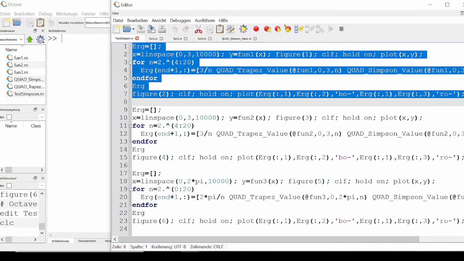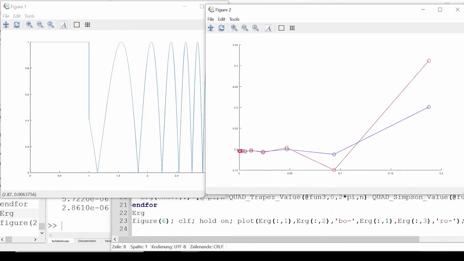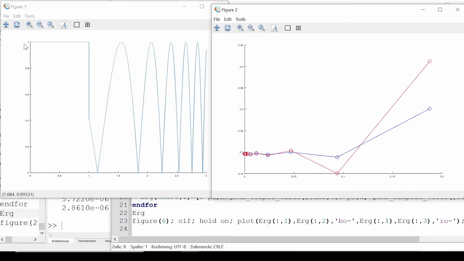Let's run that code. This is the function constant 1 on the interval 0 to 1. And apart from that, it's sine of exponential of x, so that means it's a sine function with accelerating frequency, and the absolute value turns the parts which are below the x-axis into parts above the x-axis. And so these kinks come into life.